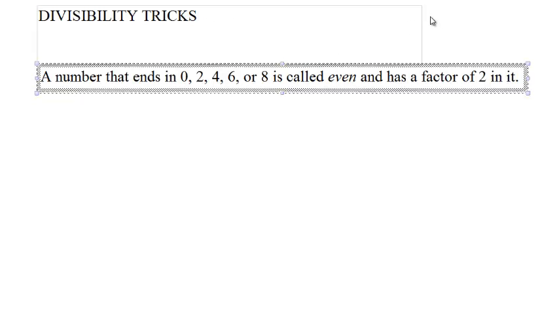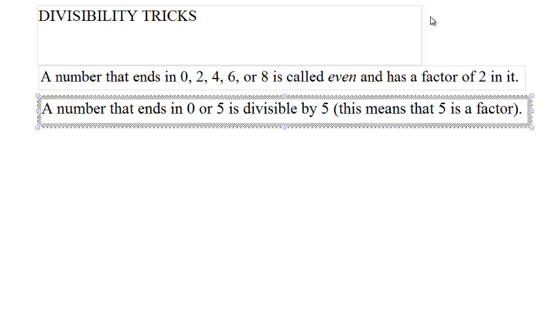The first one is, if a number ends in 0, 2, 4, 6, or 8, it is called an even number and it has a factor of 2 in it. It can be evenly divided by 2. One of the prime numbers in it is a 2. These are even numbers. Another one is if the number ends in 0 or 5. There's a 5 in it. It's divisible by 5.